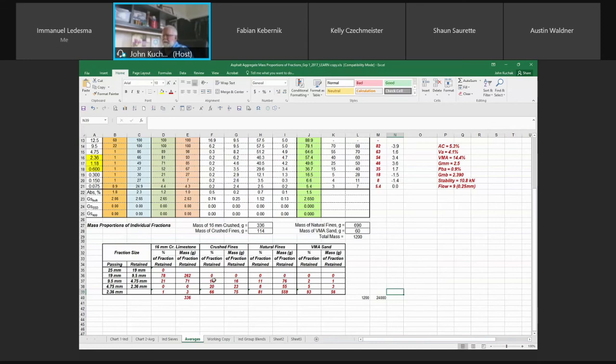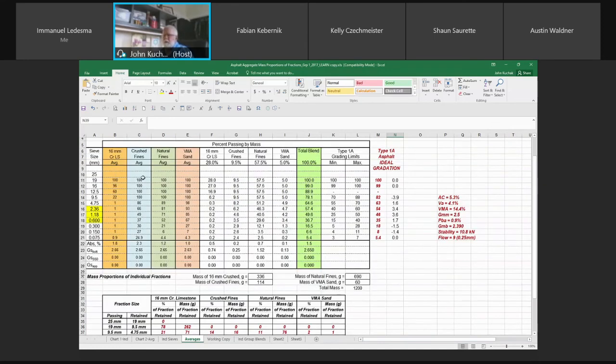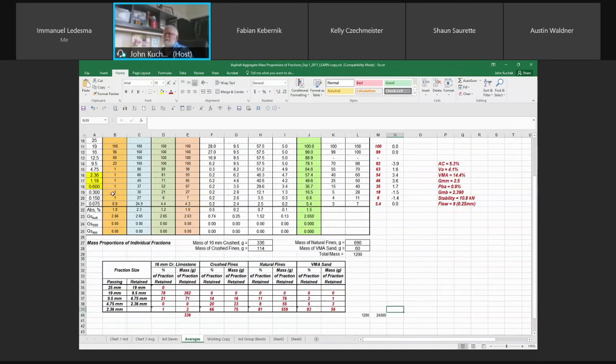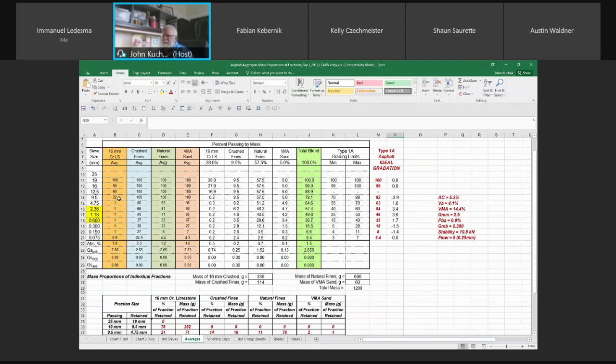Now, these numbers here, if you go to each one and figure out percent retained, some designers, instead of using percent passing, will put percent retained up here, so they don't have to do that calculation. But it's pretty straightforward: 22 minus 1 is 21, 96 minus 60 is 36.